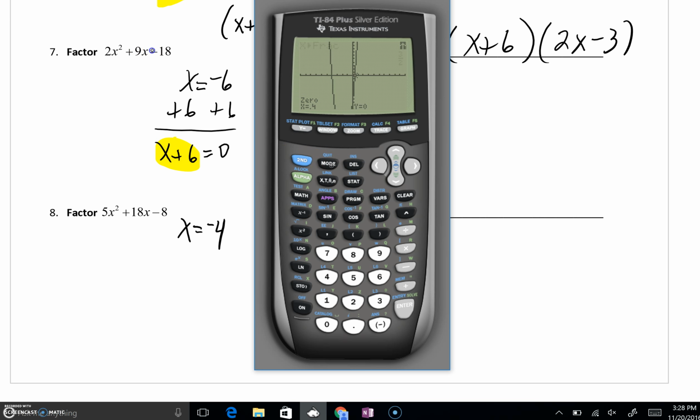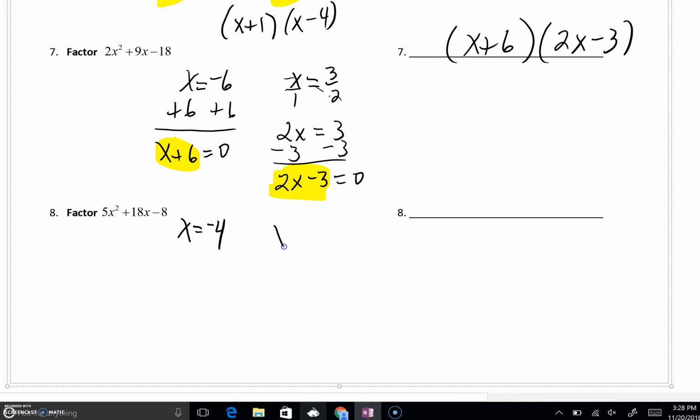Now look, I'm going to go second quit. I'll say x, because I have a decimal, I have to do this. I want to turn it into a fraction. And I'll hit math, frac, and you'll get 2/5. So I'll have x is equal to 2/5.